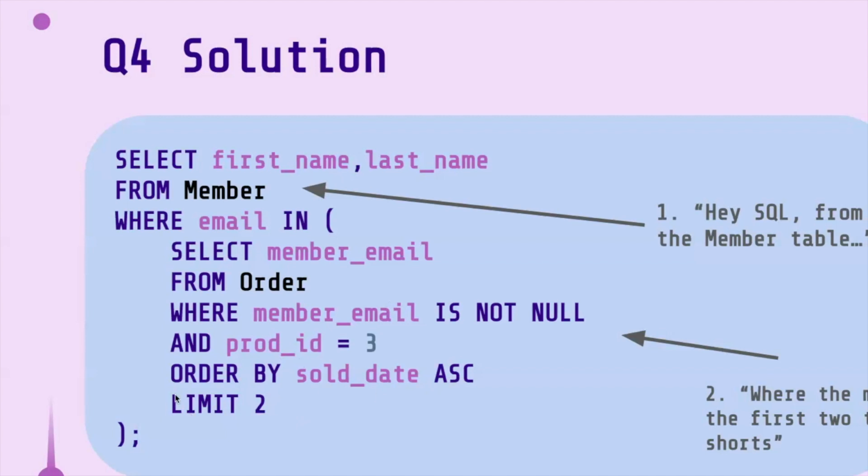And then we want to limit it to the top 2 of those orders. So that will give us the first 2 orders for the women's biker shorts, and the emails of the first 2 people to order the biker shorts. And then if the email is in that list, then we want to get that member's first and last name.